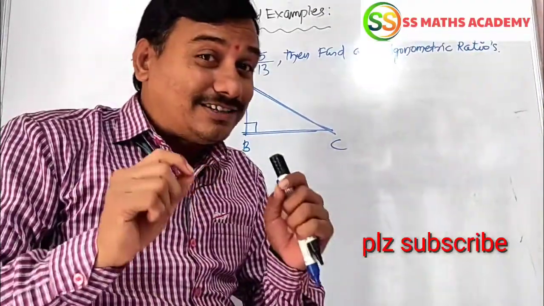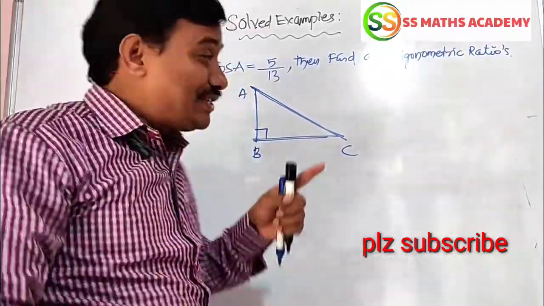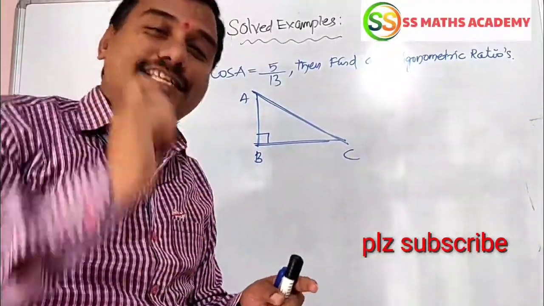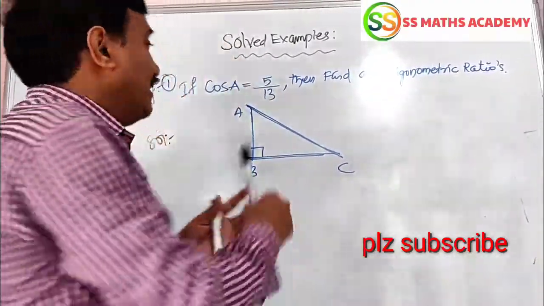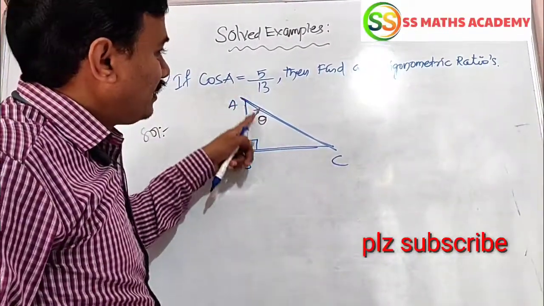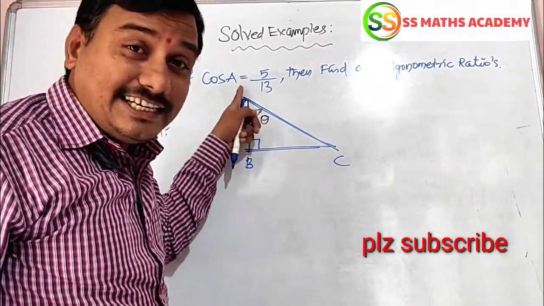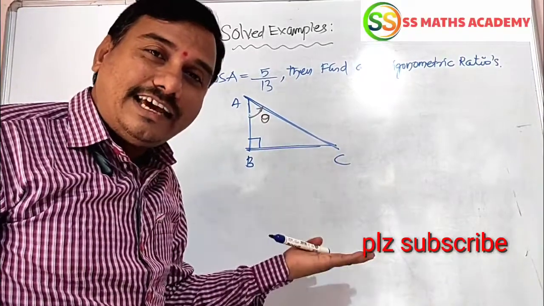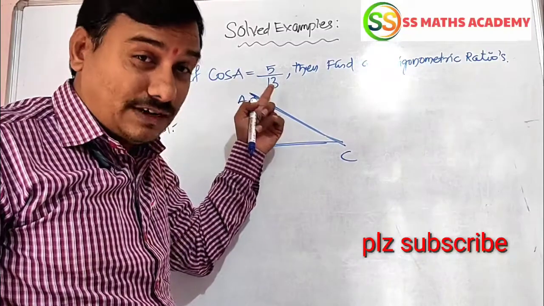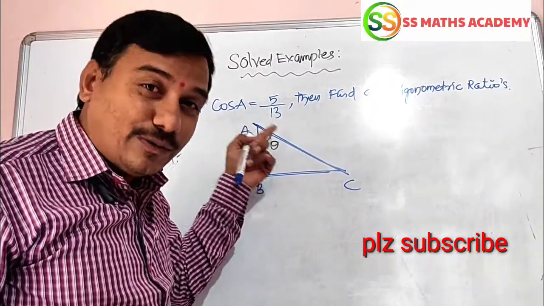Where should I keep theta? This is important, dear viewers. In the question, A is given. In the place of theta, they have substituted A. That is the reason we have to take theta at A only, because here A is given. Suppose if C is given, you can take theta at C. If nothing is given, you can take it at either A or C. But here they particularly mention the variable A. That is the reason we have to keep theta at A only.